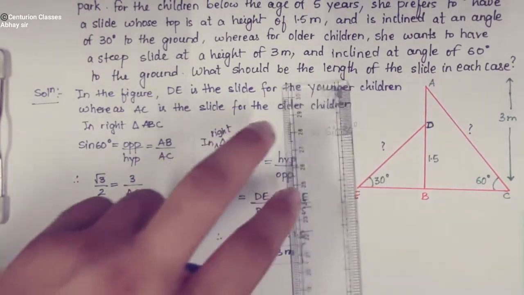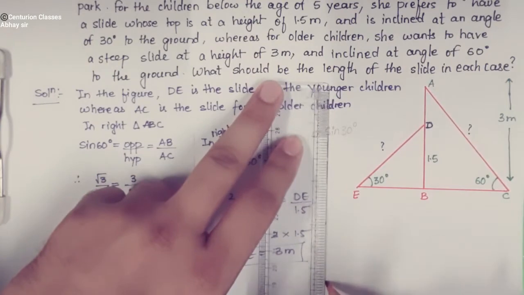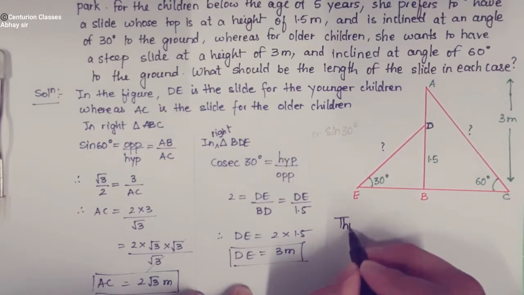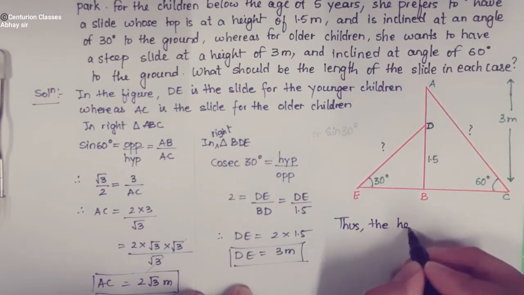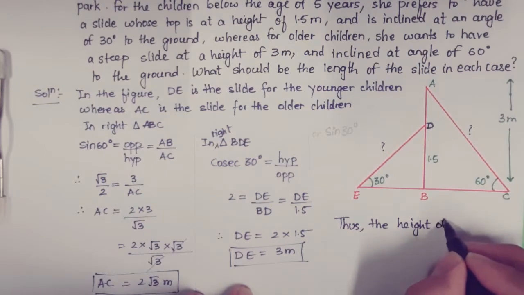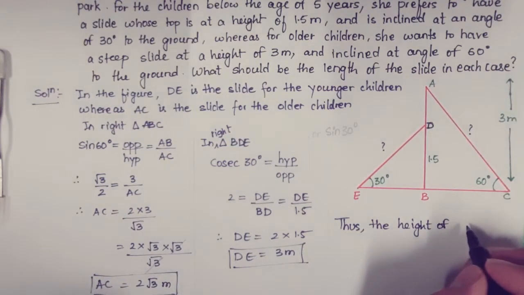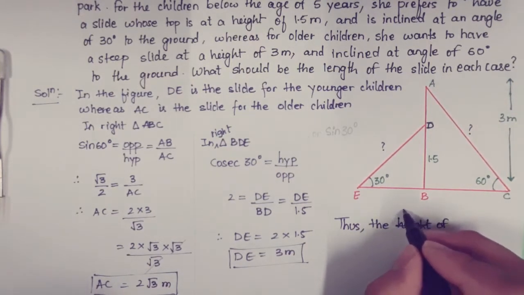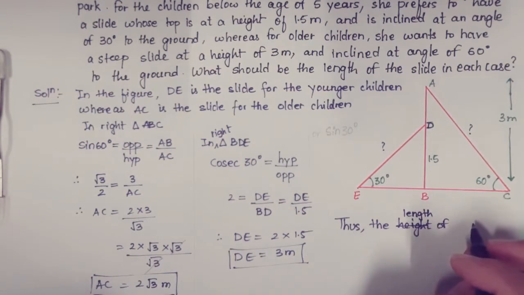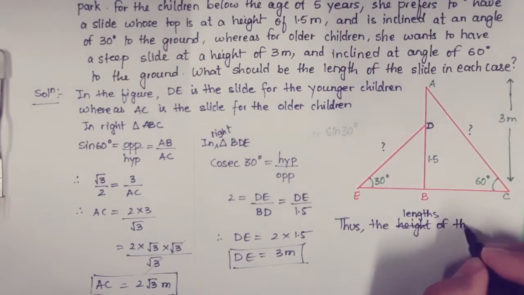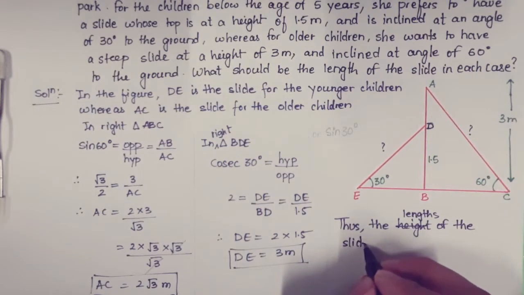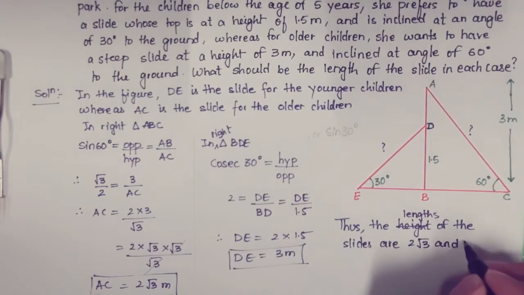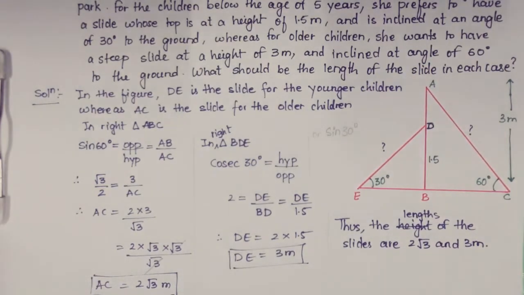So we'll write the final statement. Thus the height of, this is not height, this is length that we are finding out. The length of the slide. Okay. I hope you have understood. Thank you.